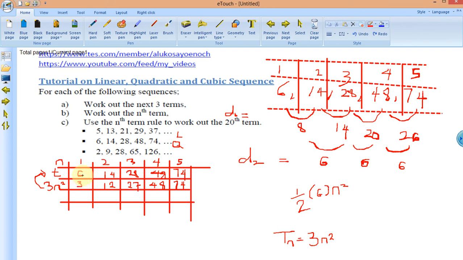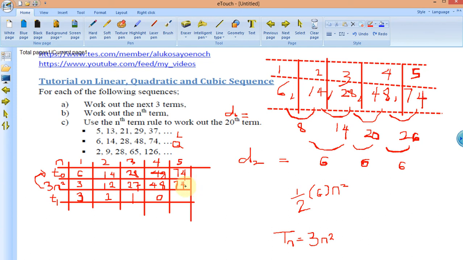That will give us a new term. Let's call this one t0, a new term now. I'm going to treat the new term like a new question. So 6 minus 3, that is 3. 14 minus 12, that is 2. 28 minus 27, that is 1. 48 minus 48, that is 0.